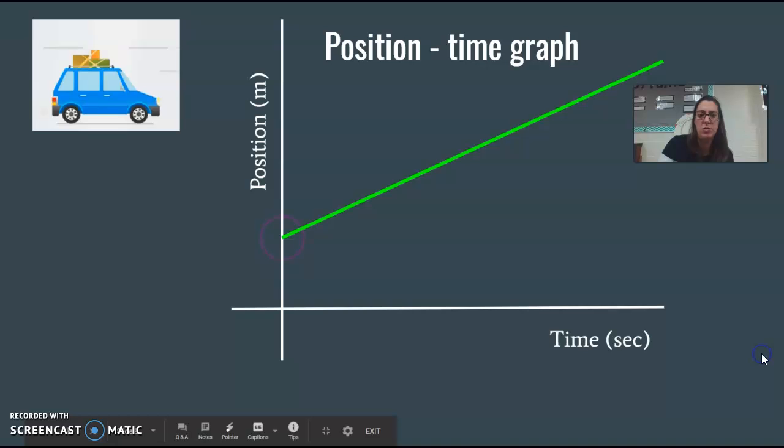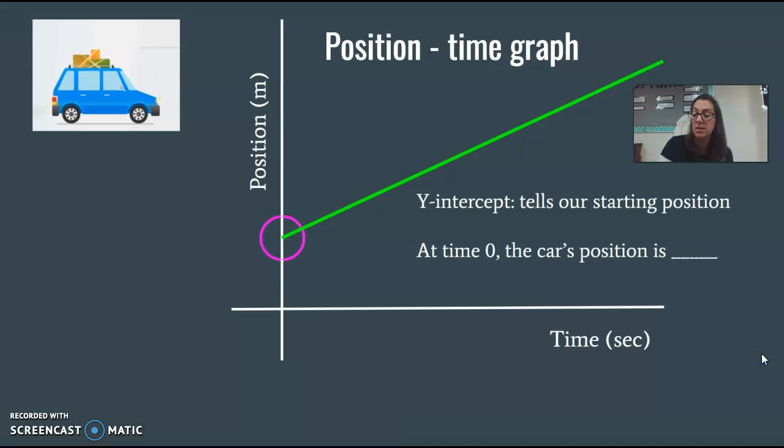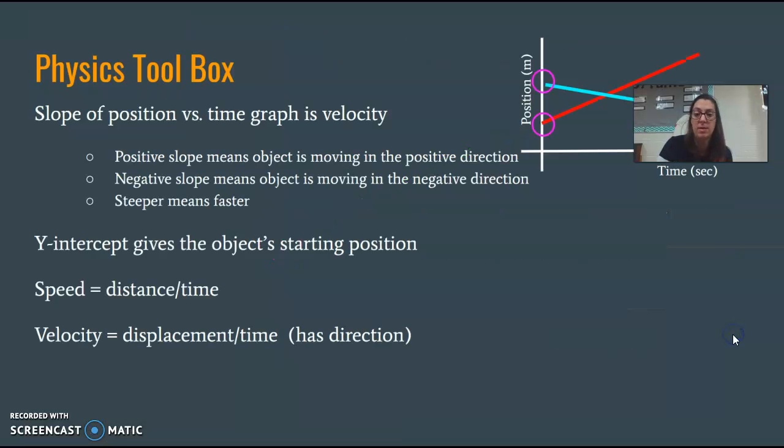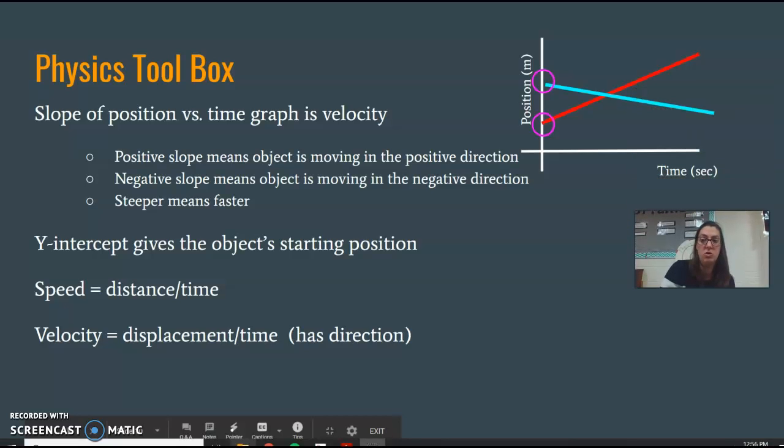I think here's where I show the y-intercept piece again. It tells us our starting position. At time 0, the car's position is, and then we can fill in the blank. That's like our statement. So what things do you need to record from what we just talked about?